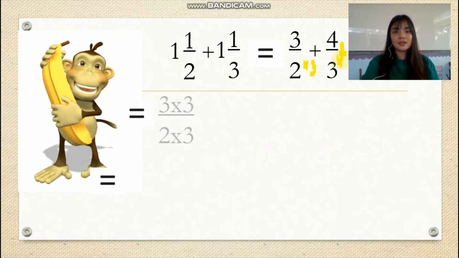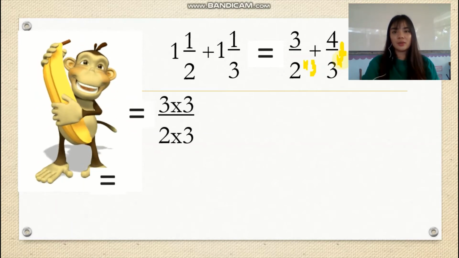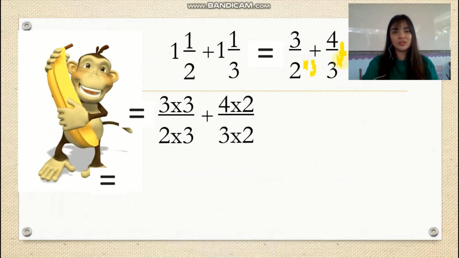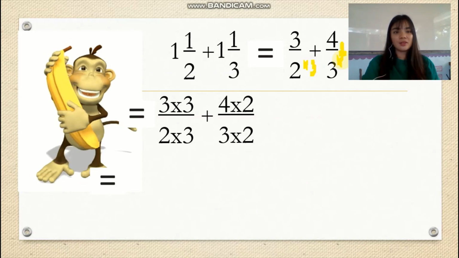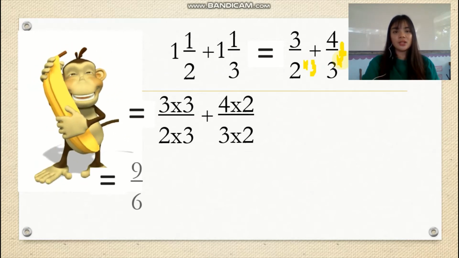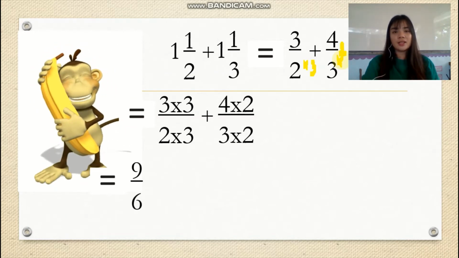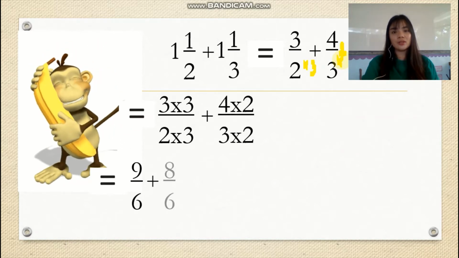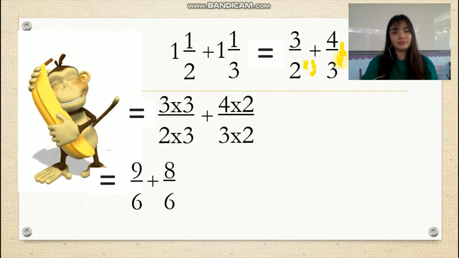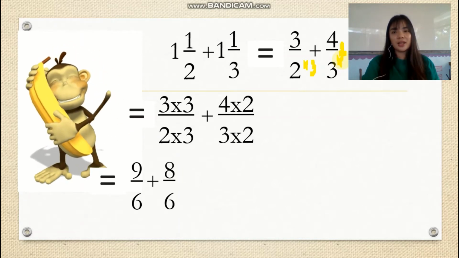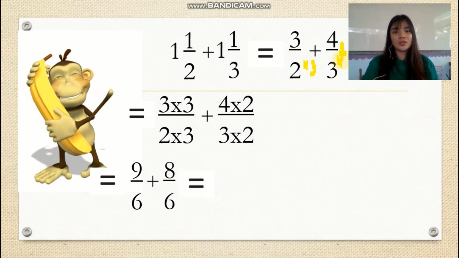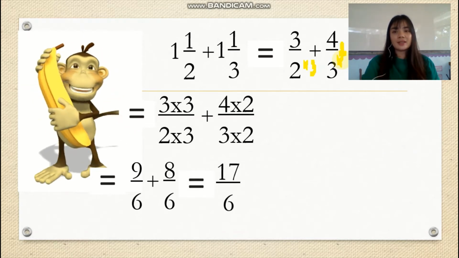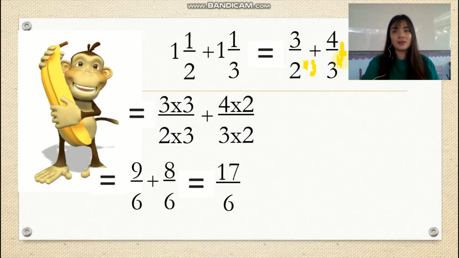So 3 times 3 plus 4 times 2. So 3 times 3 is equal to 9, plus 4 times 2 is equal to 8. So 9 plus 8 is equal to 17. So our answer is 17 all over 6.